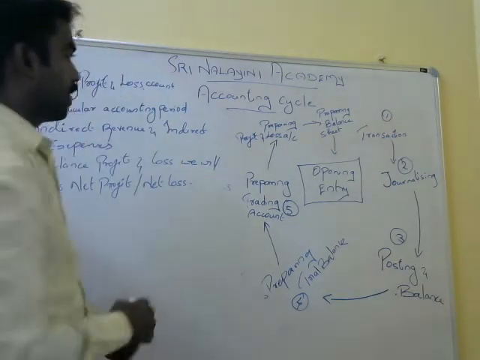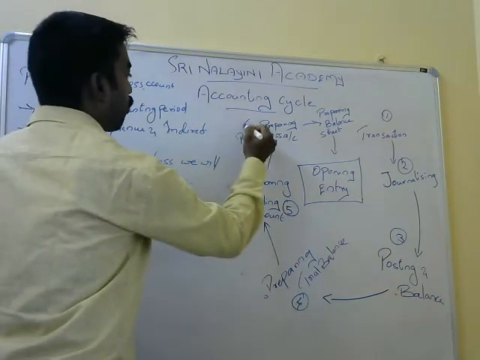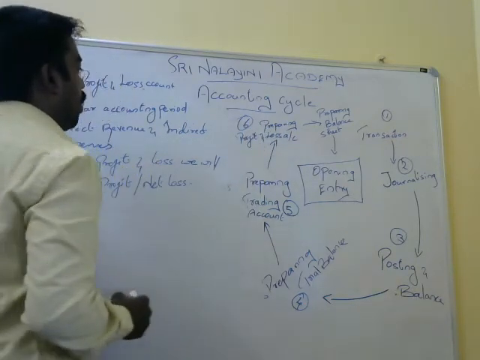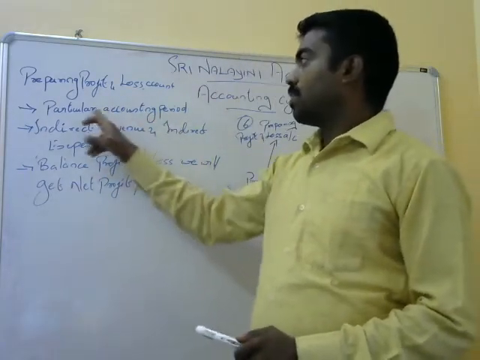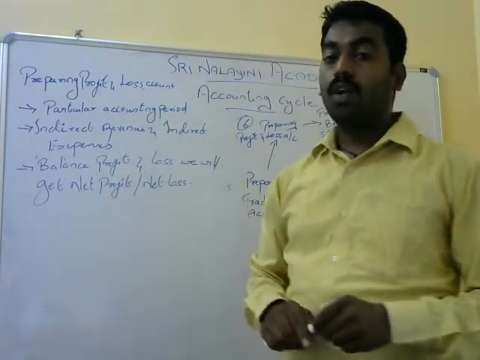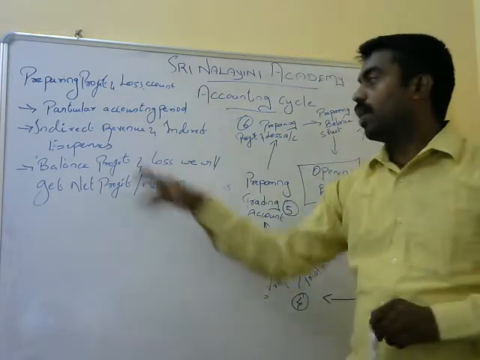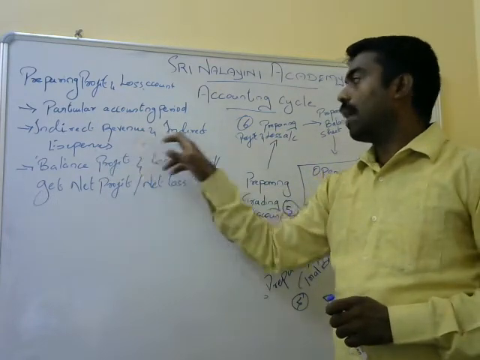We are moving to the sixth step, preparing the profit and loss account. Preparing the profit and loss account is also for an accounting period. It's prepared for a particular accounting period. What will be recorded in the profit and loss account? It records the indirect revenue and indirect expenses.